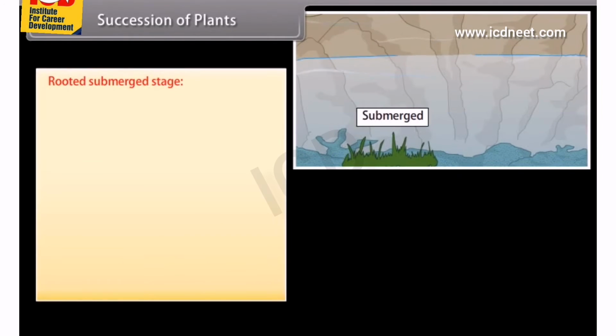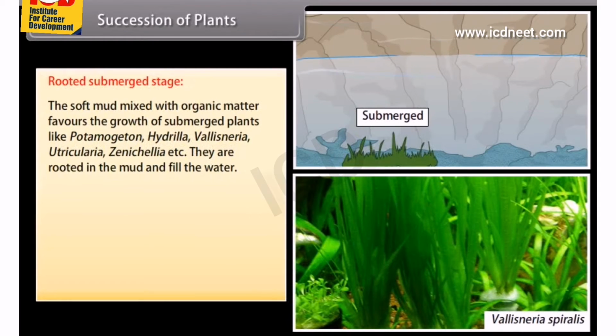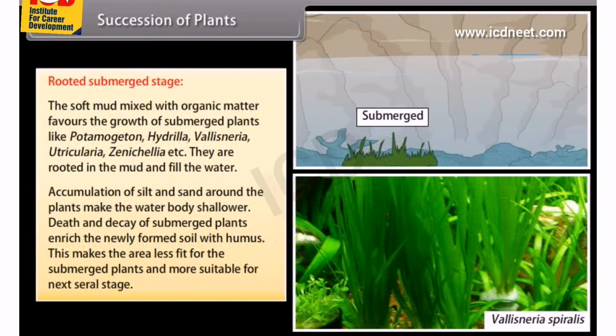Rooted submerged stage. The soft mud mixed with organic matter favors the growth of submerged plants like Potamogeton, Hydrilla, Vallisneria, Utricularia, Zanichellia, etc. They are rooted in the mud and fill the water. Accumulation of silt and sand around the plants makes the water body shallower. Death and decay of submerged plants enrich the newly formed soil with humus. This makes the area less fit for the submerged plants and more suitable for the next seral stage.